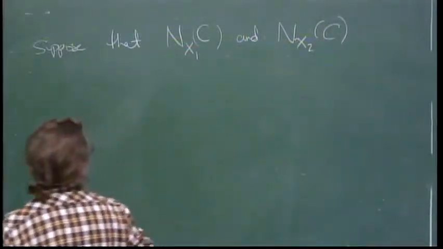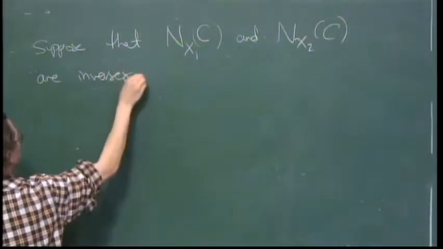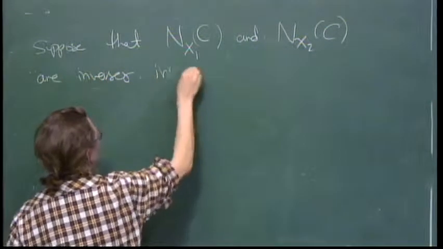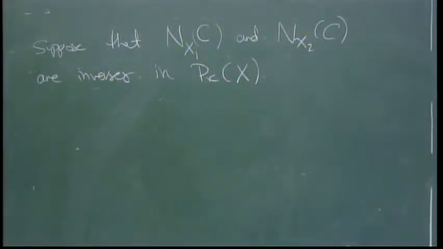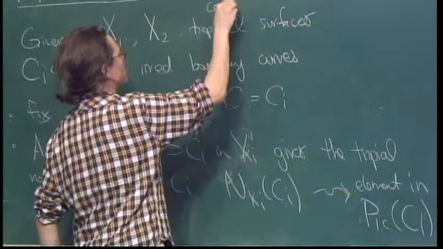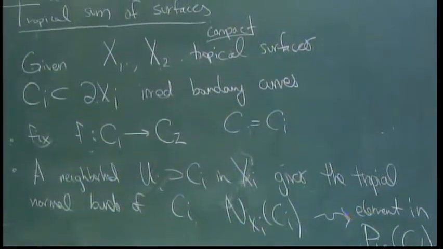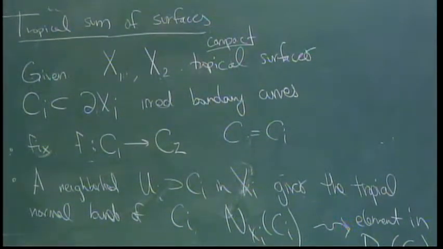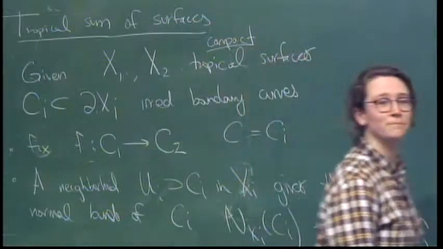If these are inverses, then we can form the tropical sum of these two surfaces along these curves. So I should have said compact, although it's not necessary. Things might actually be easier if it's not compact. Questions? No? Ah, thank you. Yes.